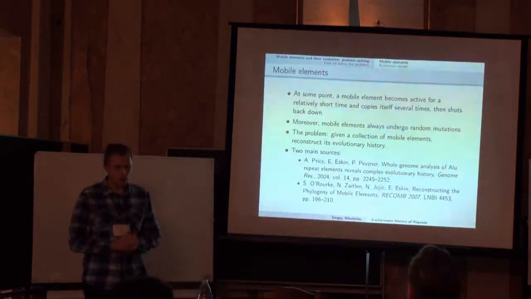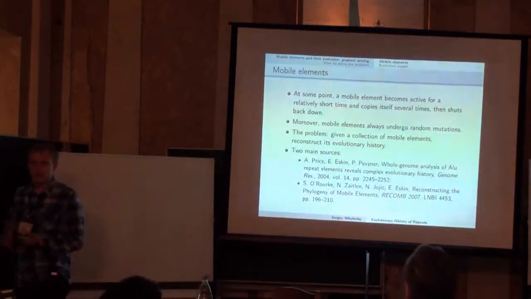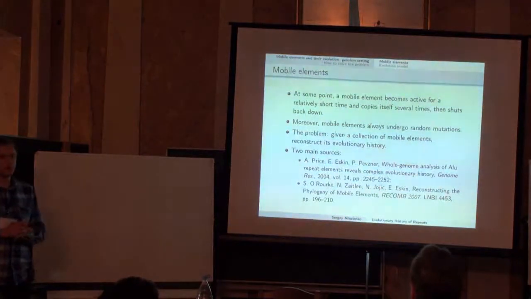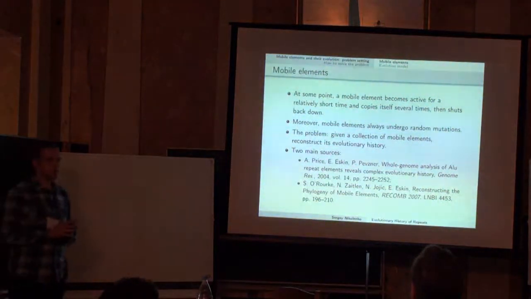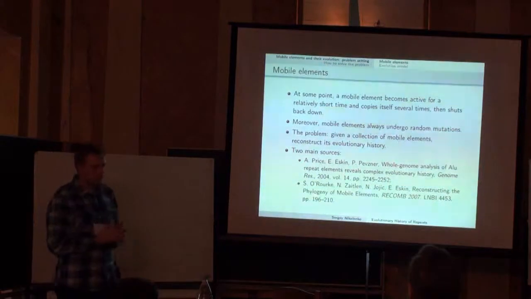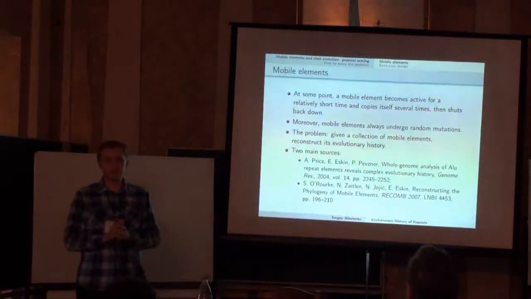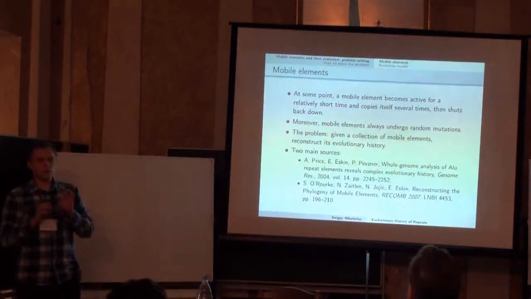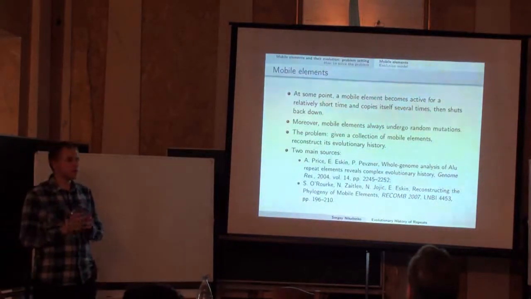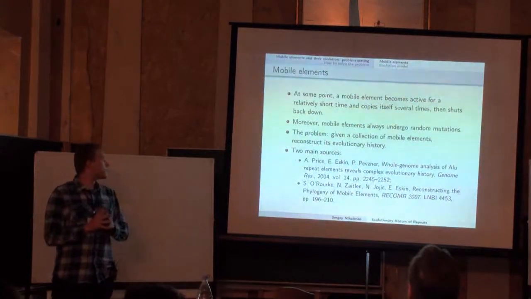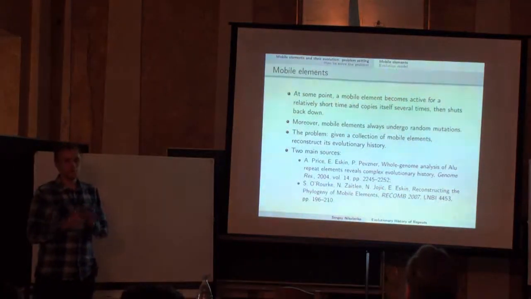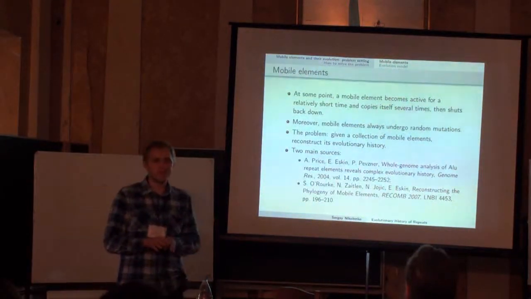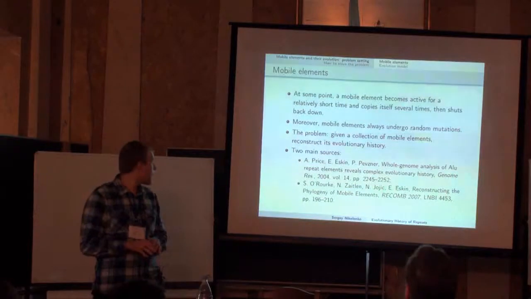So basically, from the computer science perspective, the life of a mobile element is quite simple. It is quite uneventful for a while. It just undergoes random mutations, and then at some point it can become active. Of course, not all of them become active, but some of them do, and they copy themselves maybe several times around the genome, and then they go to sleep again and probably never wake up.